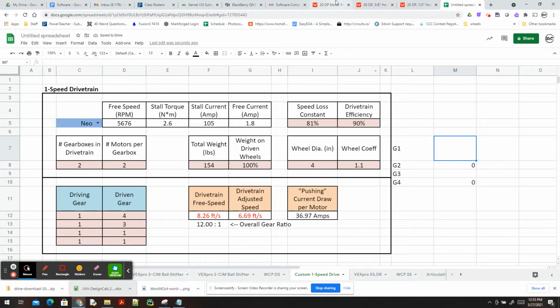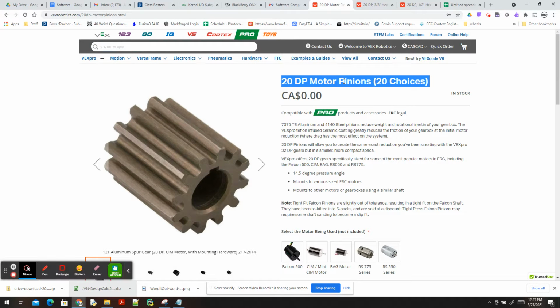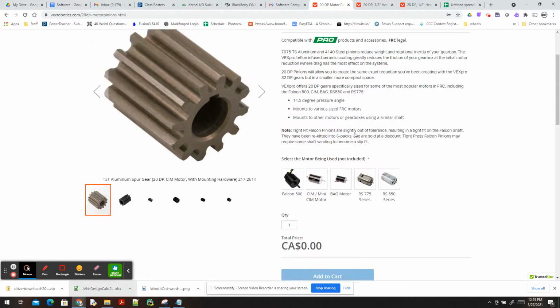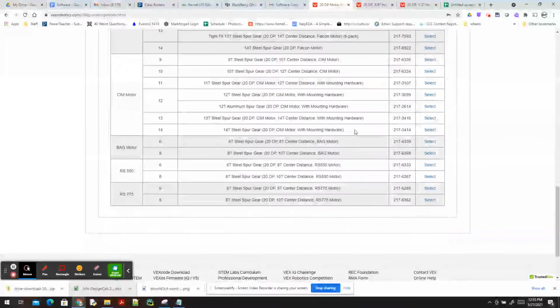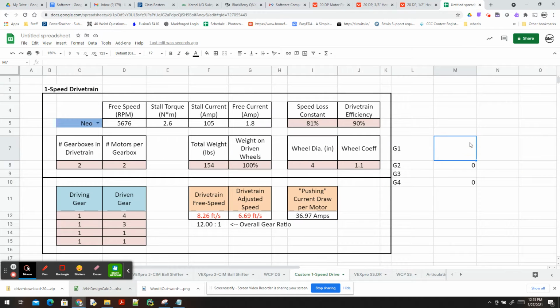So this will give me my number of teeth. I'm going to start with gear 1. Gear 1 always has to be my motor pinion, the one that's attached to the motor. If I'm looking at the sim motor, which is the same for the Neo, I have to pick a number between 9 and 14. I'm just going to pick 9 to begin with. So if my gear 1 has 9 teeth, gear 2 needs 4 times as many, which is 36.